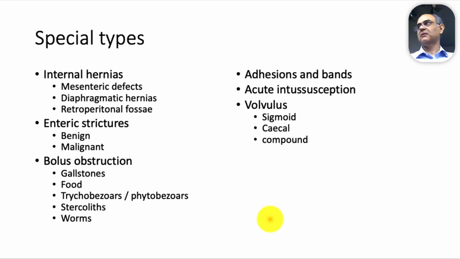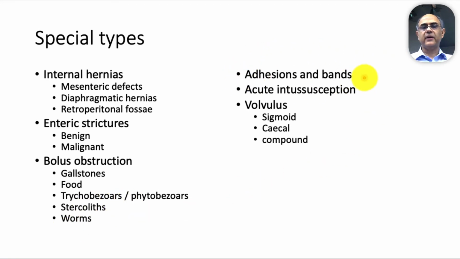Then unchewed food, you can pass it on and it can obstruct anywhere. Then trichobezoars. Tricho means hair. People who bite their hair. Hair is undigested material, undigested protein, so they pass it on. And phyto means food. So if you pass on unchewed food, it will be called food bolus. If you pass on undigested food, that is called phytobezoars. Worms, Ascaris lumbricoides, they are big worms. They can actually cause bolus obstruction in the small bowel.